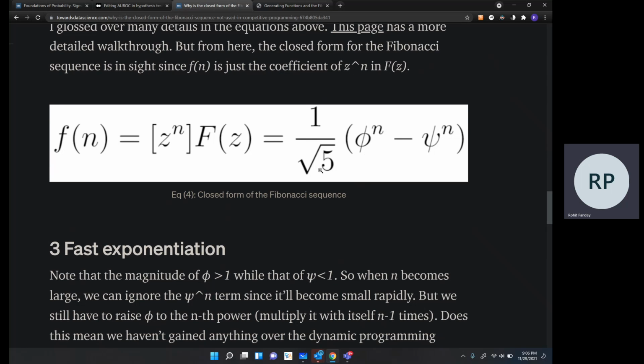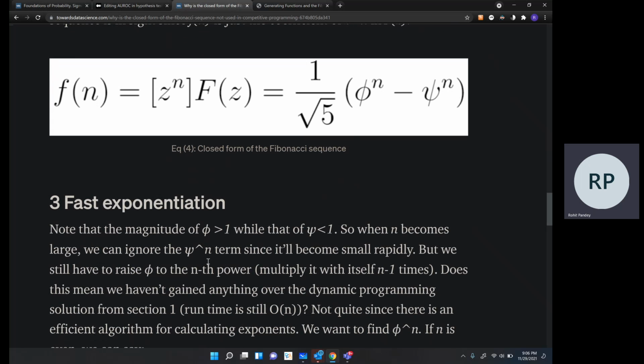Now, on the surface, it seems like we didn't gain too much, because if we want to code this up in a computer, we still have to raise phi to the nth power. And that requires n minus 1 multiplications, right? Because phi square is 1 multiplication, phi cube is 2 multiplications, and so on. So it seems like it's still an O(n) algorithm. But you can use something called fast exponentiation, right?